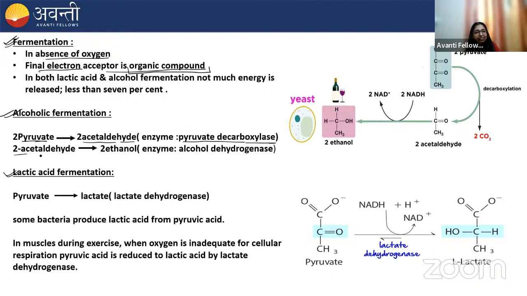Now these 2 acetaldehyde will be converted to 2 molecules of ethanol. The enzyme which catalyzes this reaction is alcohol dehydrogenase. Okay, and this step utilizes NADH, the NADH which is formed during the glycolytic pathway. Okay, it is utilized in the fermentation. And fermentation takes place when there's absence of oxygen.